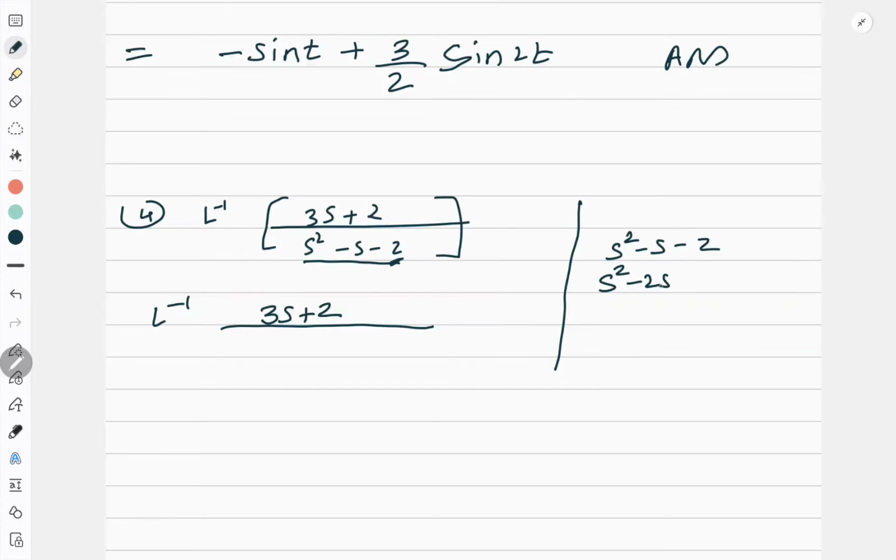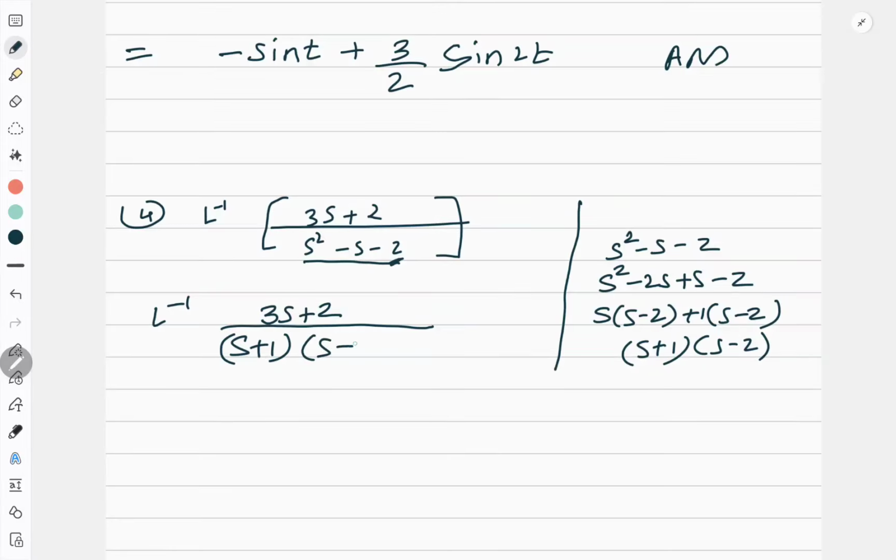So s square minus 2s plus s minus 2, s common, s minus 2 plus 1, s minus 2. So s plus 1, s minus 2. So I have s plus 1, s minus 2. So it becomes case 1, right? Now if you solve it in the calculator, you will get the roots as minus 1 and 2. That is the reason we write s plus 1 and s minus 2. It is always s minus alpha if alpha is a root.